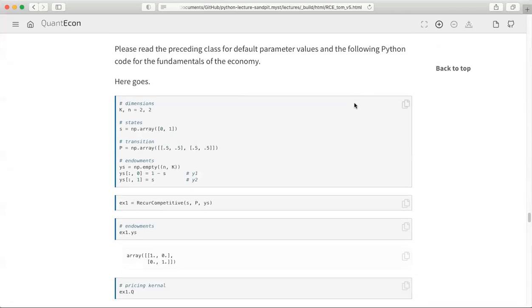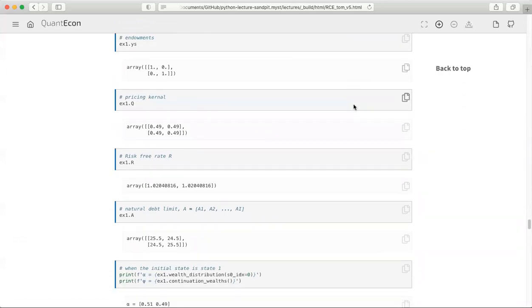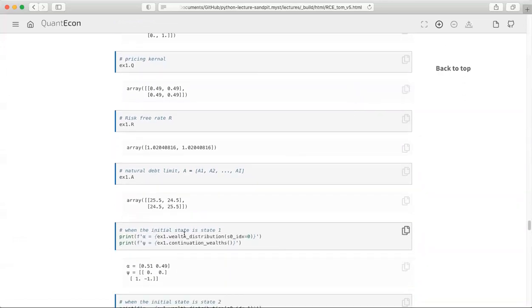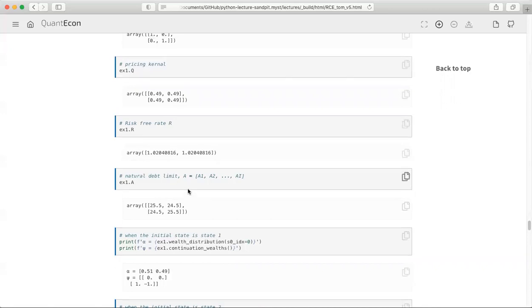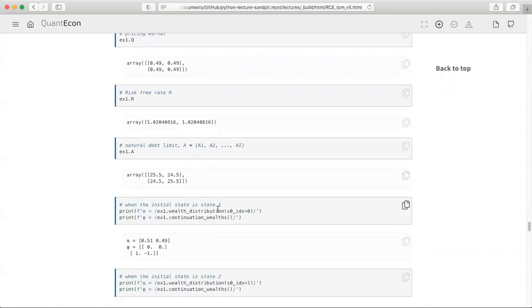So come down here. Come down to example 1. Okay, so here we're going to compute. When the initial state is state 1, the distribution of wealth is person 1 gets 0.51 all the time. He always consumes more. Person 2 gets 0.49. The continuation wealths here are 0, 0. They've got to be, because that's how we're starting things off. No debts to begin with.